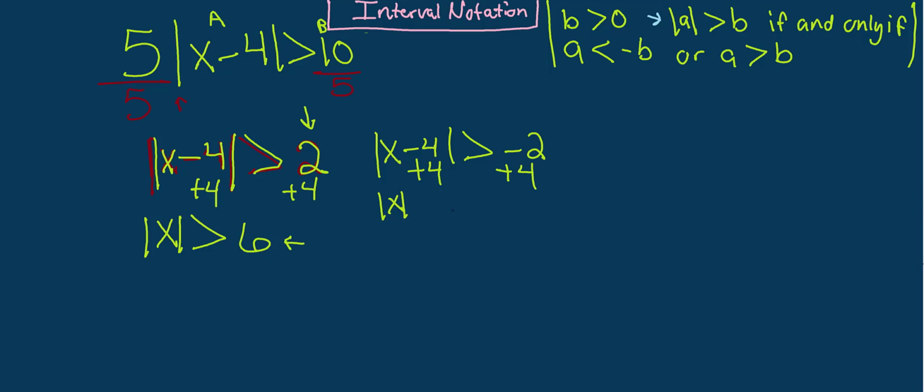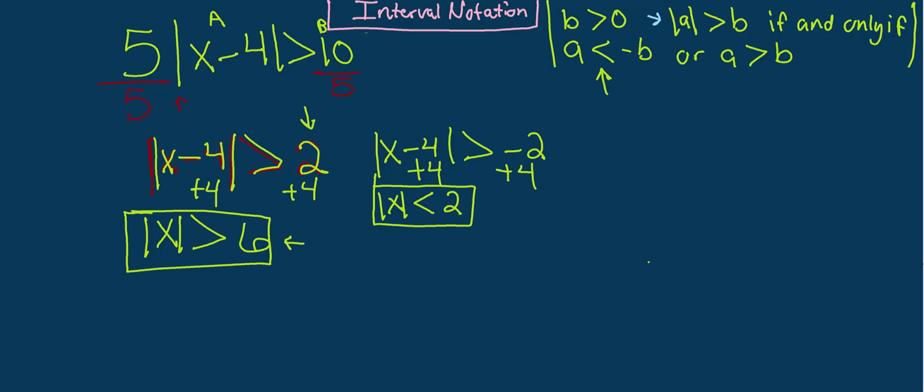X is less than, and I'm going to put that sign back on up here, is less than, that's what the equation tells you, 2. Negative 2 plus 4 is 2. So now we have both of our inequalities, and we're going to put them in interval notation.